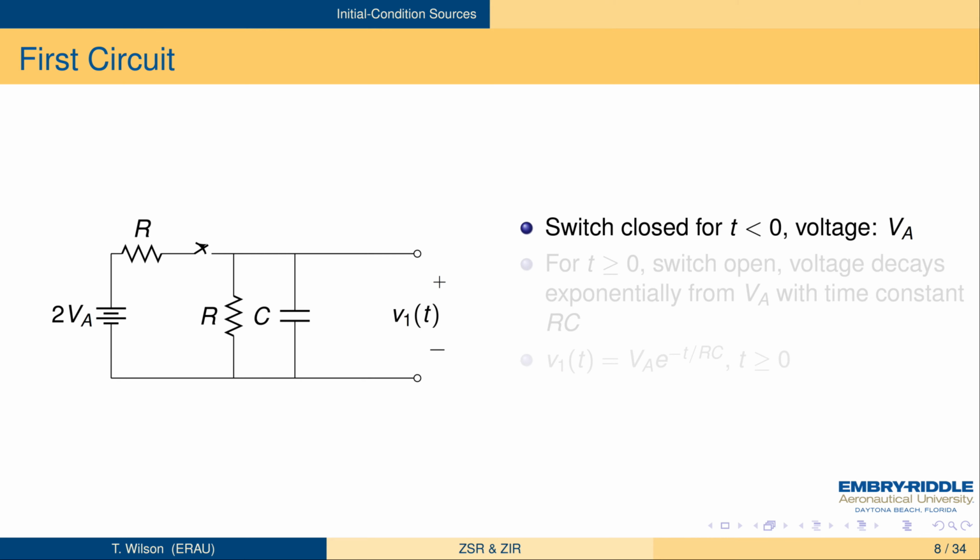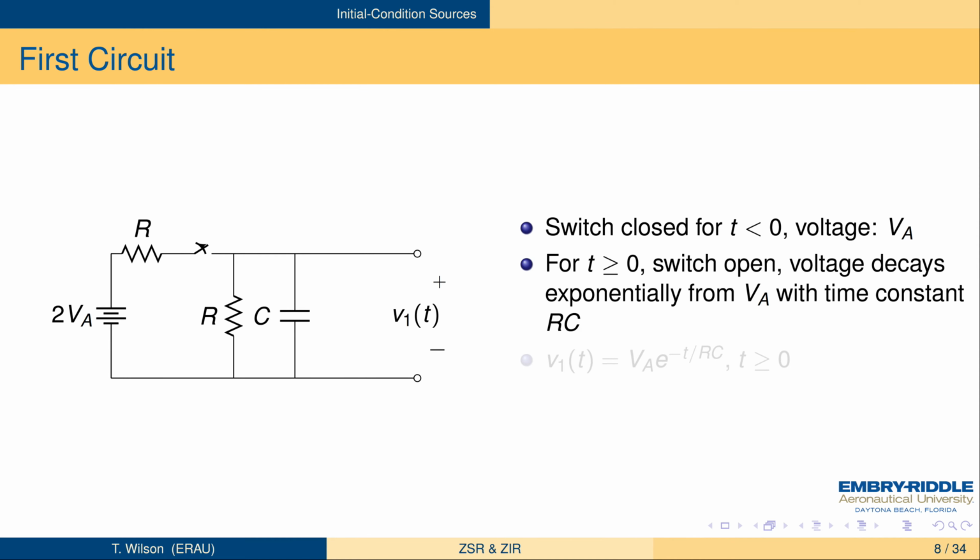Okay, for the upper circuit, the first circuit, the switch is closed for t less than 0. So everything's in constant conditions. The capacitor acts like an open circuit. So you see a voltage divider between the two resistors, and the voltage across the capacitor at t equals 0 is VA. At t equals 0, the switch opens. And so now the capacitor just sees the resistor R, so the voltage decays exponentially down to 0 with a time constant RC. So the voltage is VA e to the minus t over RC for t greater than or equal to 0.